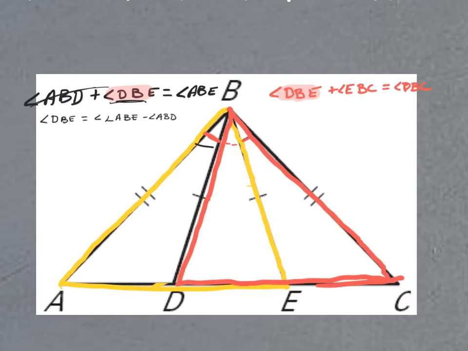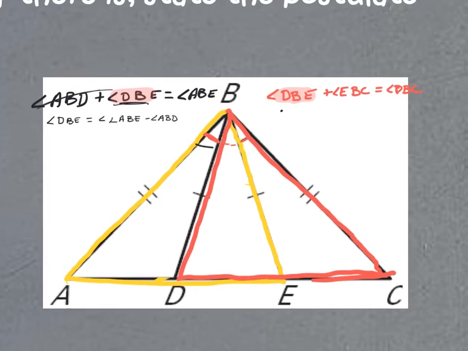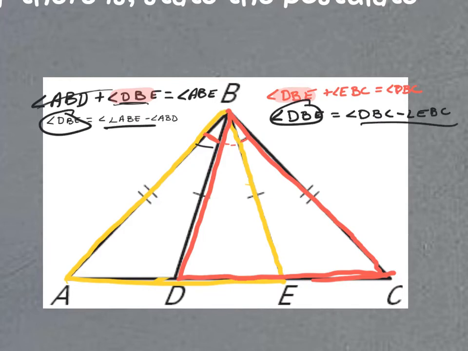On the right-hand side, I'm going to do the same thing with DBE. Angle DBE is equal to angle DBC minus angle EBC, which means that these two things here must be equal to each other. The combination of those two angles must be equal to each other.